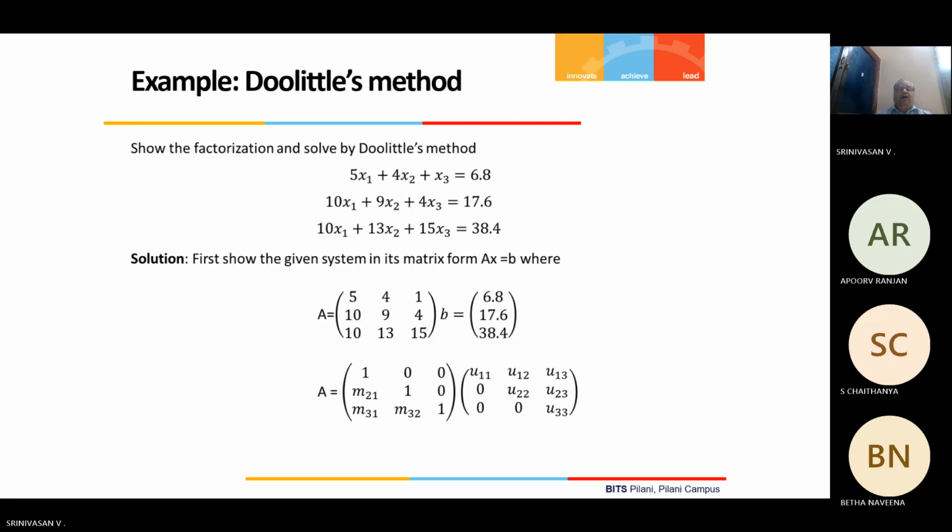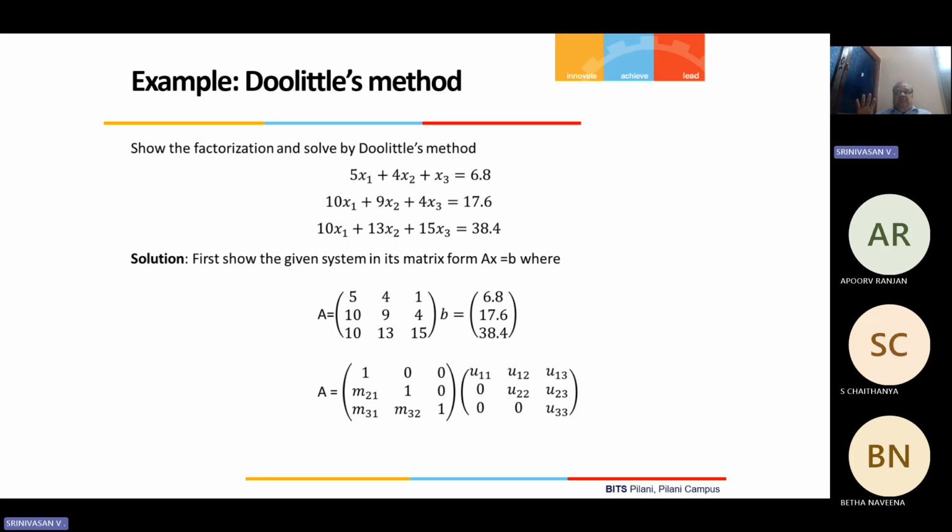Now, having come to learn Doolittle's method of decomposition of the given matrix A into factors L and U, how can we solve a given system of linear equations? Here are 3 linear equations in 3 unknowns x1, x2, x3. Show the factorization and solve by Doolittle's method.